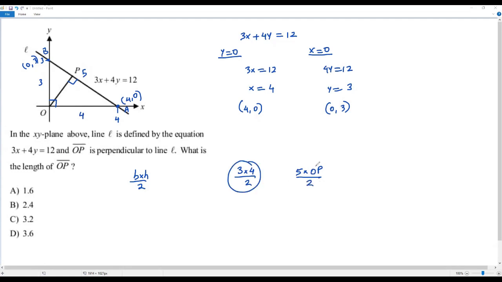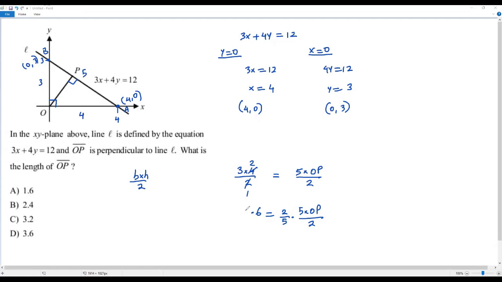Here both expressions represent the same thing, the area of the right triangle OAB, so we can equate them. On the left, 2 goes into 2 one time, 2 goes into 4 two times, and 3 times 2 is 6. On the right side we get 5 times OP divided by 2. Our aim is to solve for OP. For that we have to get rid of the fraction 5 over 2. Let me multiply both sides of this equation by the reciprocal of 5 over 2, that is 2 over 5.